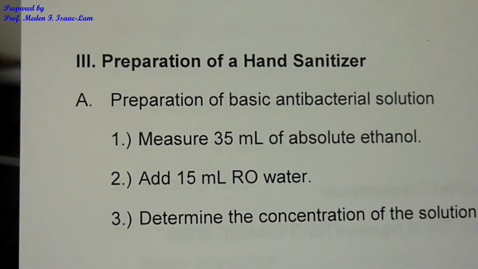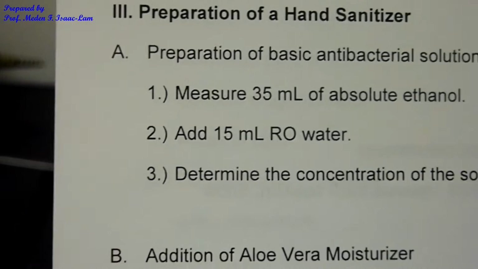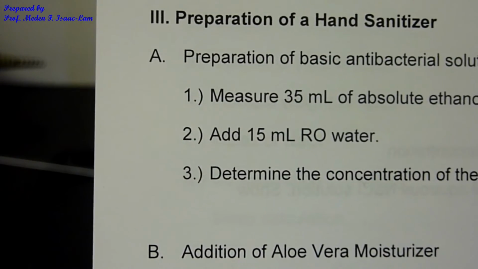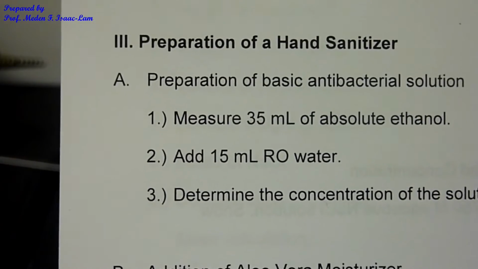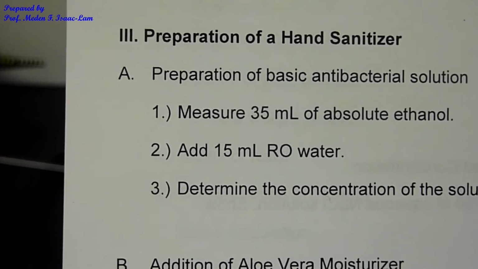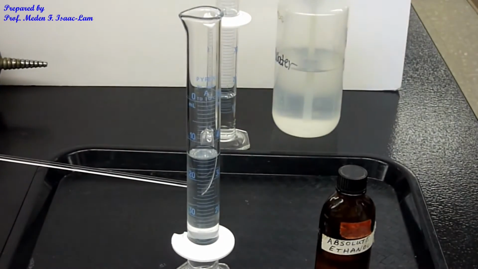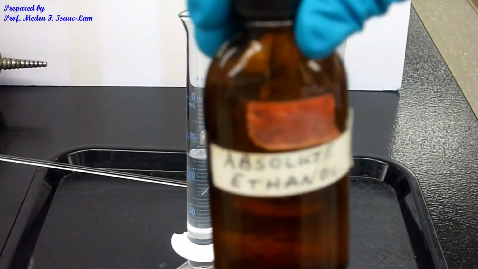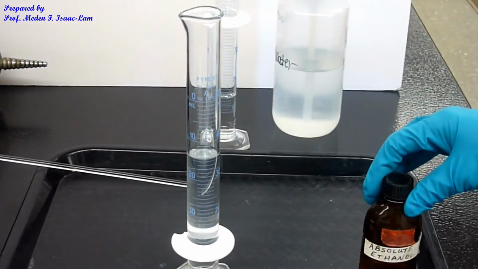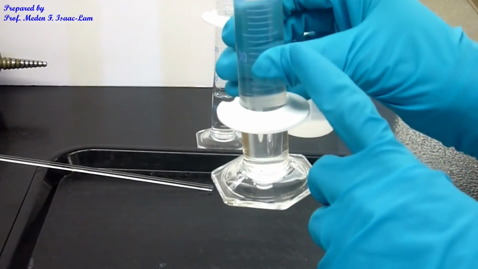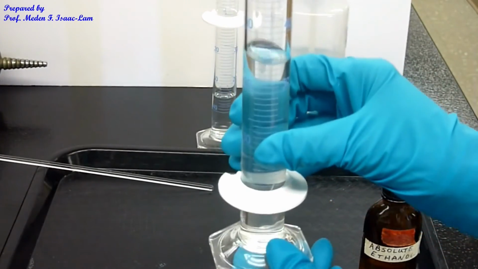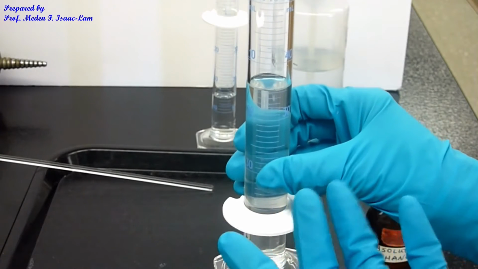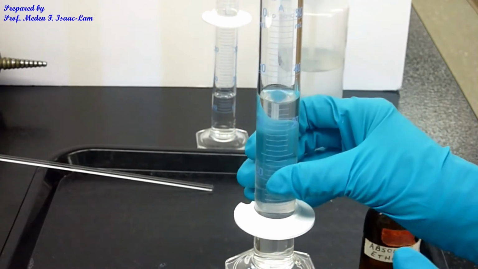Part 3 is about preparation of a hand sanitizer. The first part is preparation of a basic antibacterial solution, and then in part B, we're going to add aloe vera moisturizer. So for part A, I'm just going to mix absolute ethanol. So this is absolute ethanol, and I already measured 35.0 ml of the absolute ethanol into the graduated cylinder.